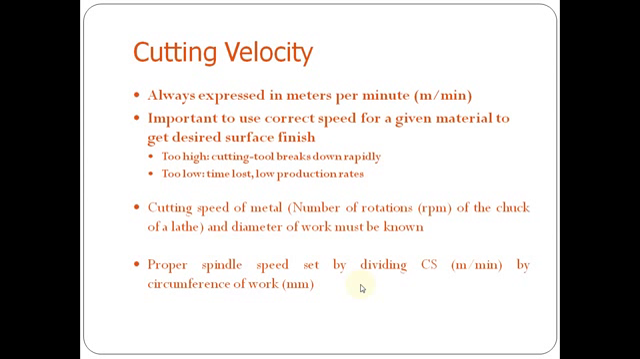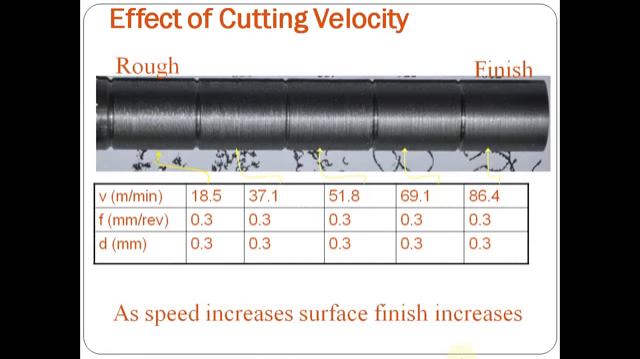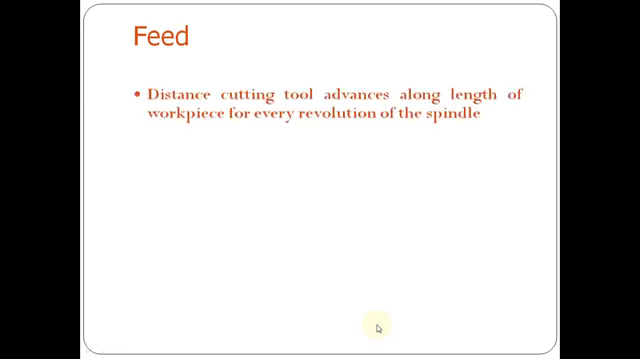So proper spindle setting will simply be a division, the ratio between the cutting velocity in meters per minute and the circumference of the work part. And this photo represents different cutting conditions. It shows the variation of cutting velocity and how the surface is influenced. The higher the speed, the better the finish, and with lower cutting speed you will have rough cutting and end up with rough surfaces. So as the speed increases, surface finish improves.